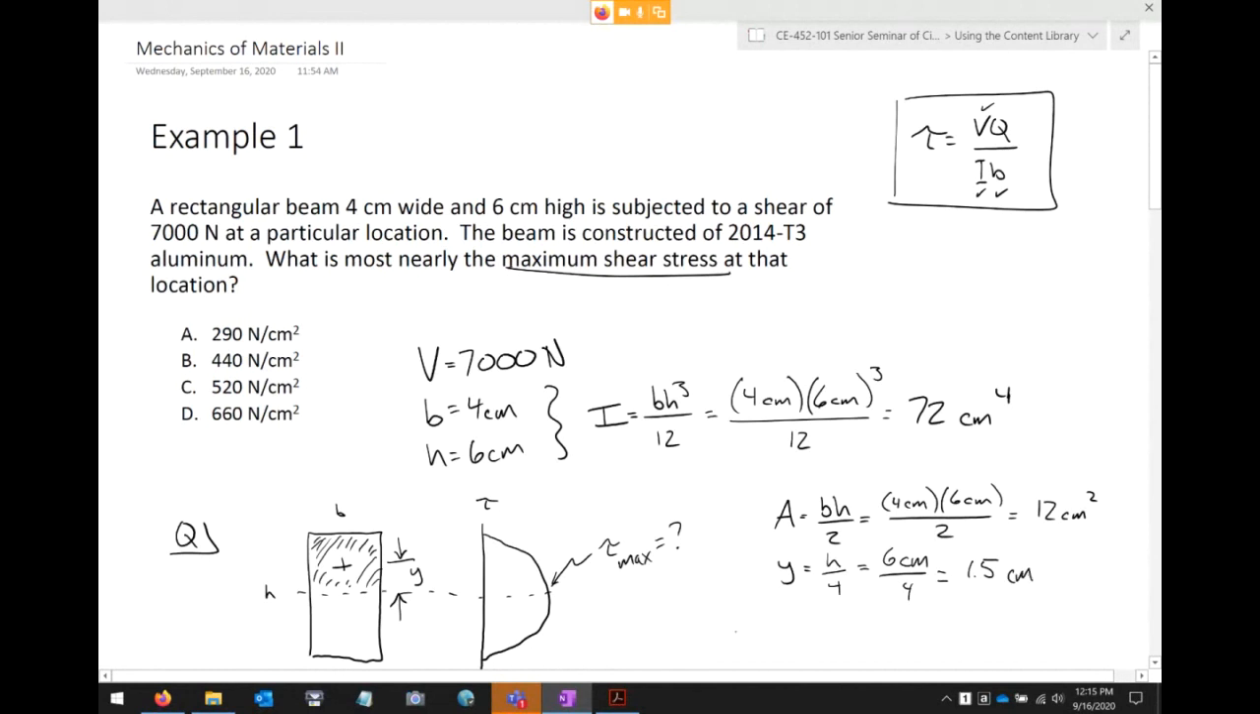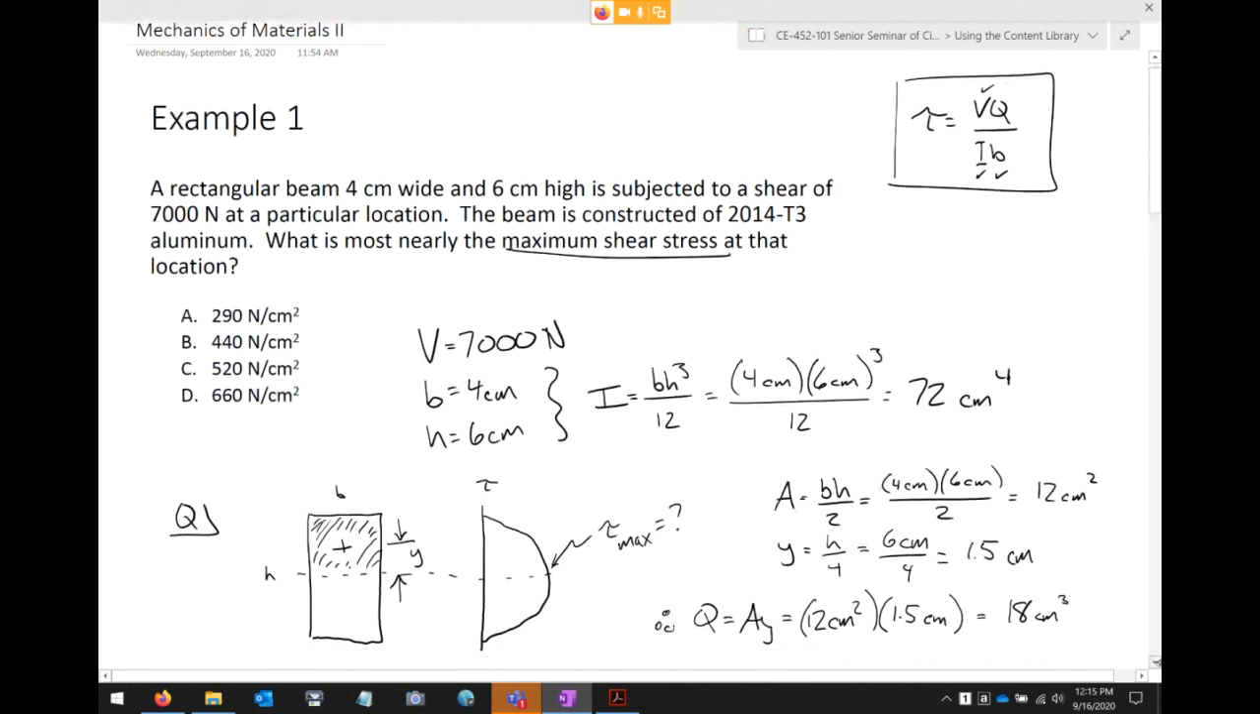So therefore, Q is AY, which is 12 centimeters squared times 1.5 centimeters, 18 cubic centimeters. And so there you go, VQ over IB. We got the V, got the Q, got the I, got the B. So it's pretty plug and chug at this point.